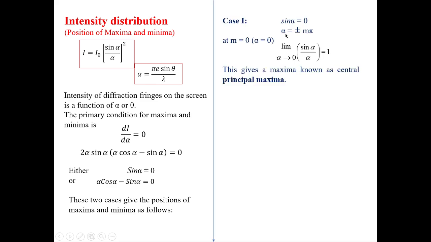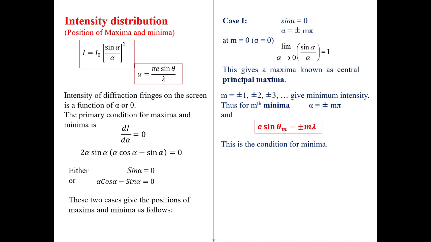Case 1, sine alpha equal to 0 gives alpha equal to plus minus m pi, where m is any natural number including 0. At m equal to 0, alpha is 0, and sine alpha upon alpha, when alpha tends to 0, is equal to 1. So the intensity will be maximum, and that will be equal to the incident intensity. This condition is known as the principal maxima, and this corresponds to theta equal to 0 without diffraction.